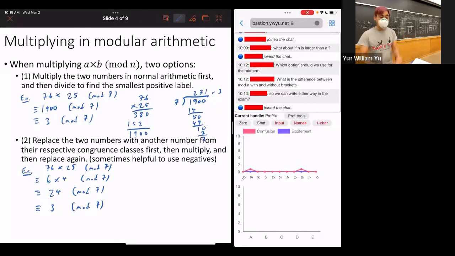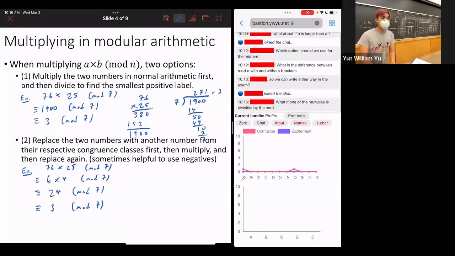Because when you're doing addition and multiplication, you can always replace a number by any other number in its equivalence class. So you can replace 76 by just 6, and you can replace 25 by just 4. And indeed, if you think about tossing things around, if you're in mod 7, you could replace tossing around 7 with just tossing around 0. It's the same sort of idea.